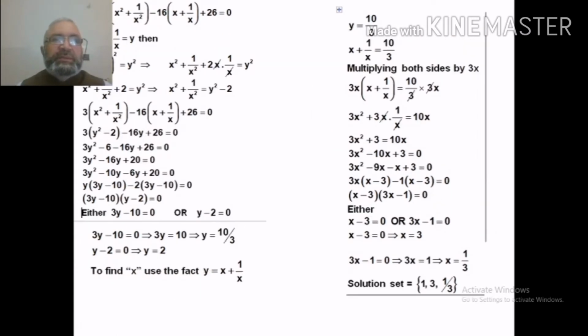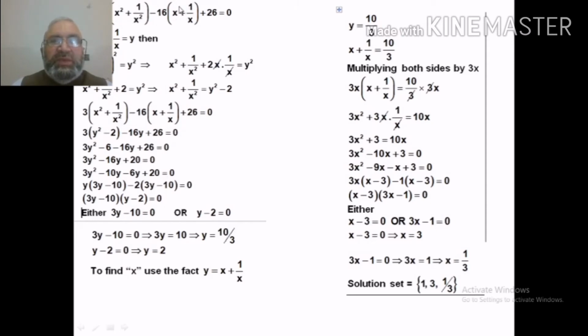Next, we come to part 3, type 3 equations. If we come across an equation like this, for example 3 into (x square plus 1 over x square) minus 16 into (x plus 1 over x) plus 26 is equal to 0. These two expressions are reciprocal, but the first one is the square of the second, or the second is linear and the first is quadratic.